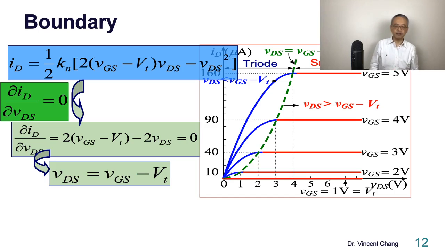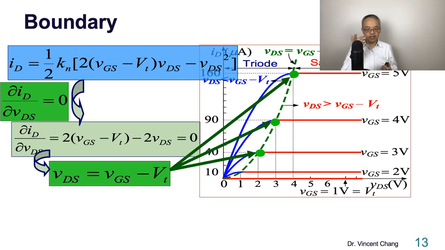This tells us the maximum, the peak point of the parabola. The peak point of the parabola corresponds exactly to the pinch point condition, the boundary: VDS equals the overdrive.